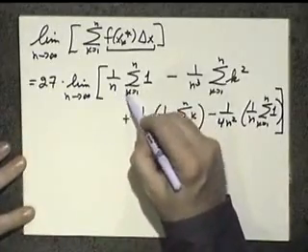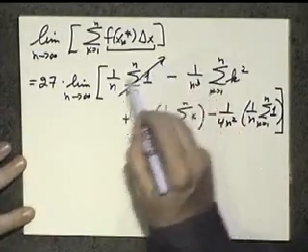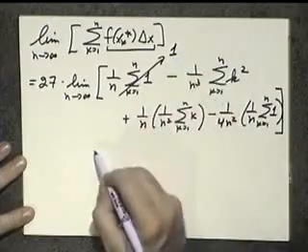Well, by the formulas we looked at before, the sum of these ones times 1 over n is all equal to 1.